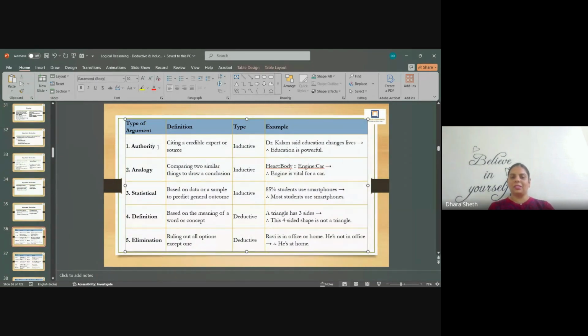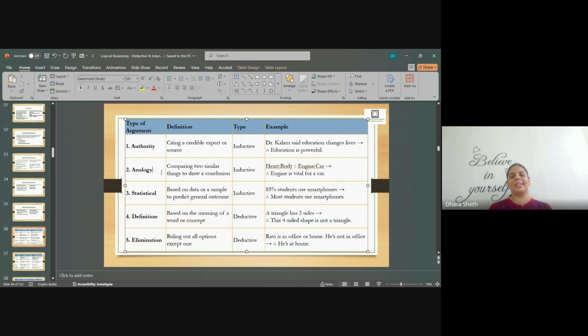For example, if it's an argument based on authority, then it is citing a credible expert or a source. Dr. Kalam said education changes lives. Therefore, education is powerful. It's an inductive type of argument.